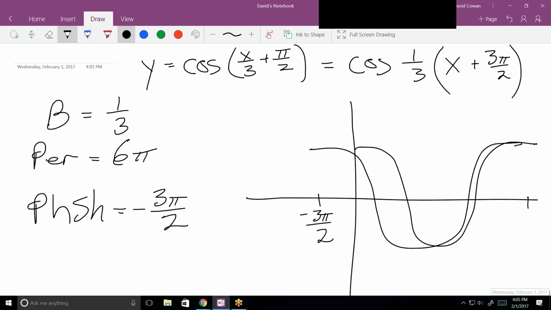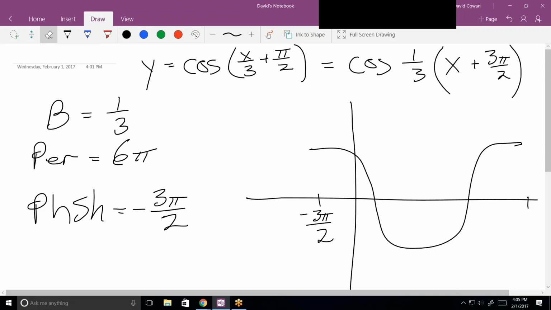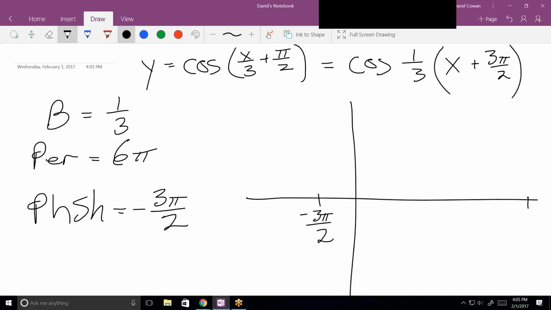Would it end at just pi over 2? Well, what's its period? 6 pi. So you add 6 pi to its starting spot. Where's the ending spot? 9 pi over 2. Good. Now quarter it up. That would be 3 pi over 2?